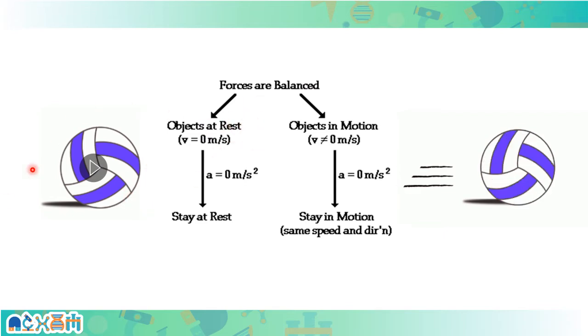It means that if an object here is at rest, there is no force, and if there is no force that will actually move it, it will stay at rest forever. Meanwhile, if an object is already in motion, for example this volleyball, neglecting friction force, it will actually move infinitely unless something stops it.